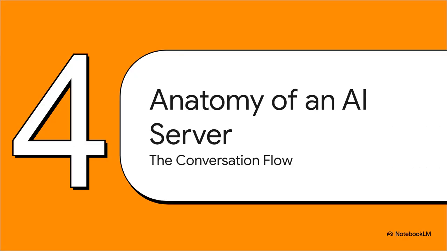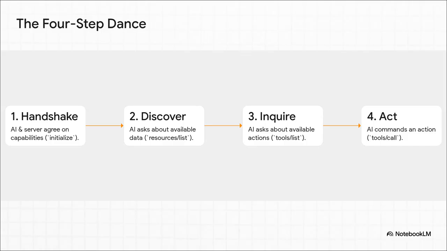Okay, so we've got our reliable connection, but what are the AI and the server actually talking about? Let's take a look at the anatomy of that conversation. You can think of it like a simple four-step dance. First, they shake hands. That's the initialize call, to see what they can both do. Then the AI asks, hey, what data do you have for me? That's list resources. Next, it asks, okay, and what actions can you perform? That's list tools. And finally, it gives a command, something like call tool, to actually do something, like creating that task on your project board we talked about.